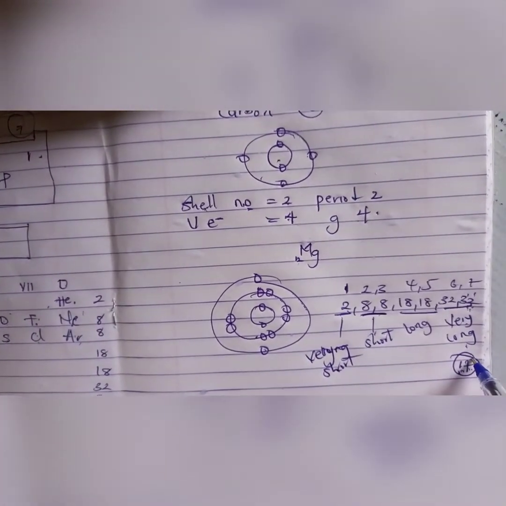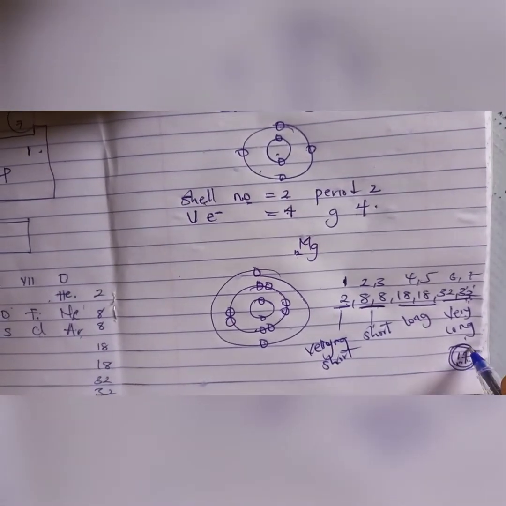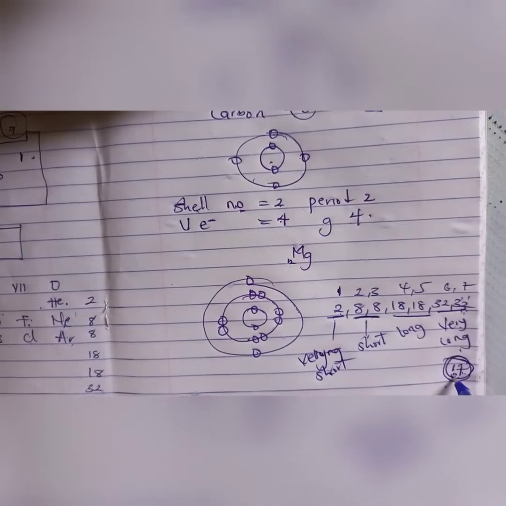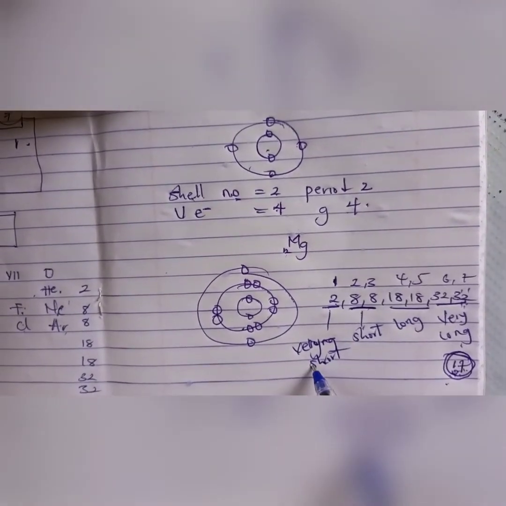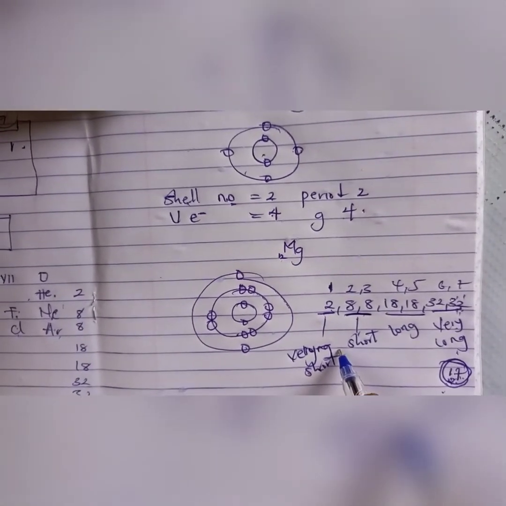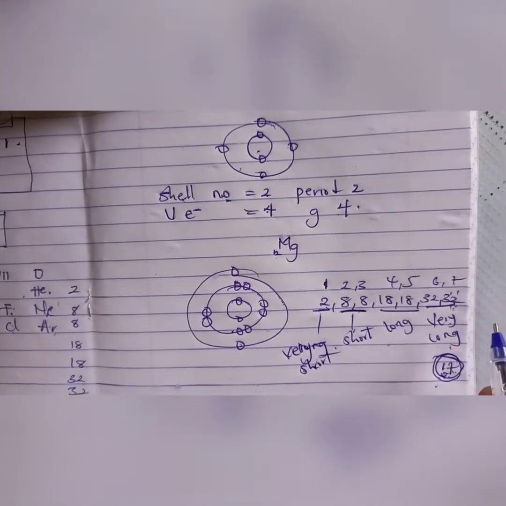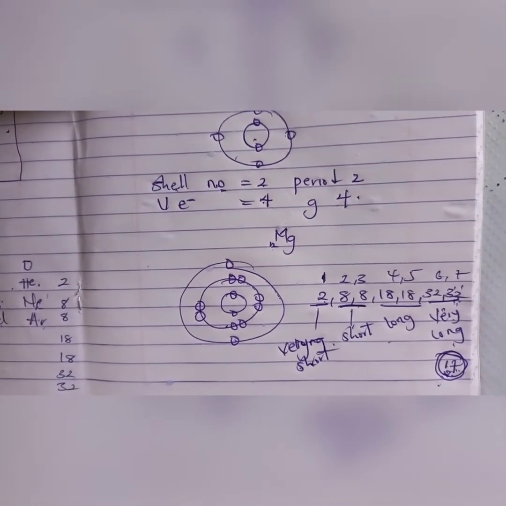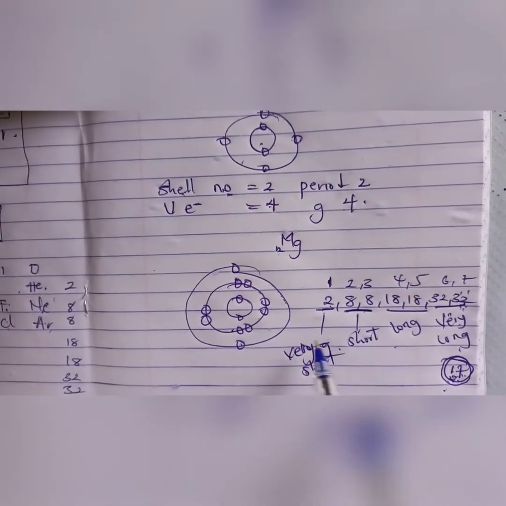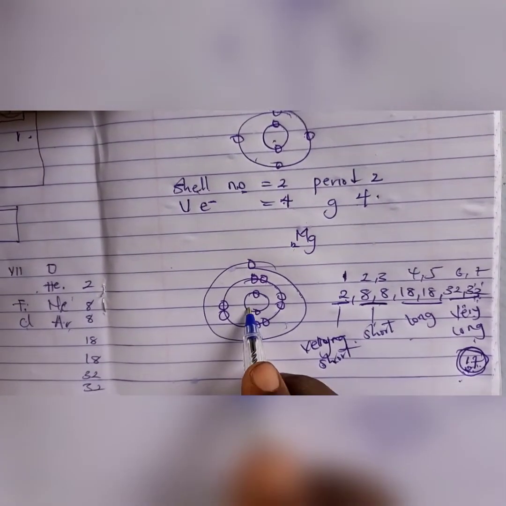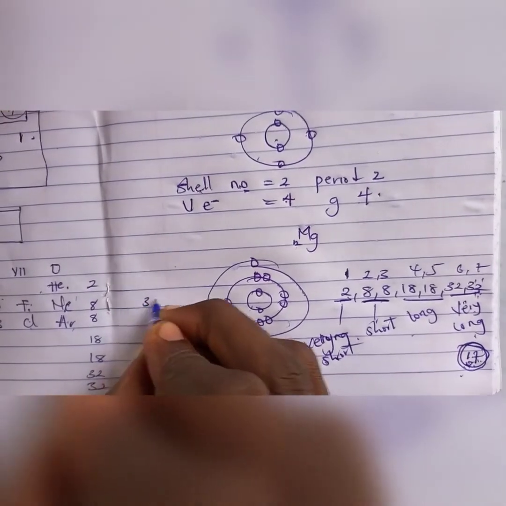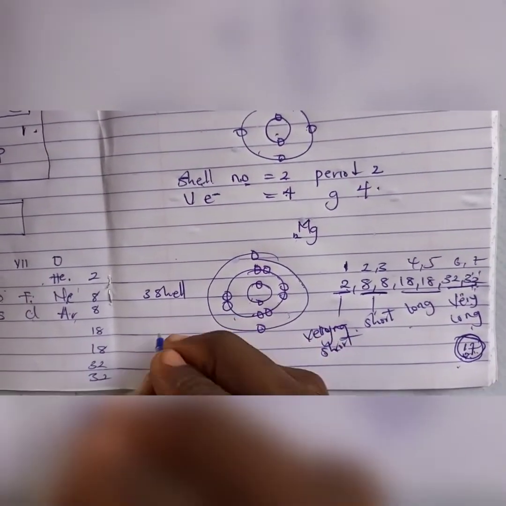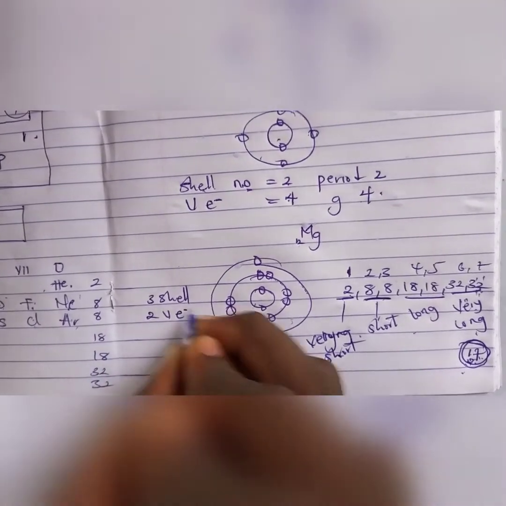And if period 7 has 17 elements, we call it the incomplete period. So we have a very short period, a short period, a long period, a very long period, and an incomplete period. These are some of the things you need to know in the periodic table. So now let's come back to this. How many shells do we have there? We have 3 shells. And how many valence electrons are in the outer shell? We have two.